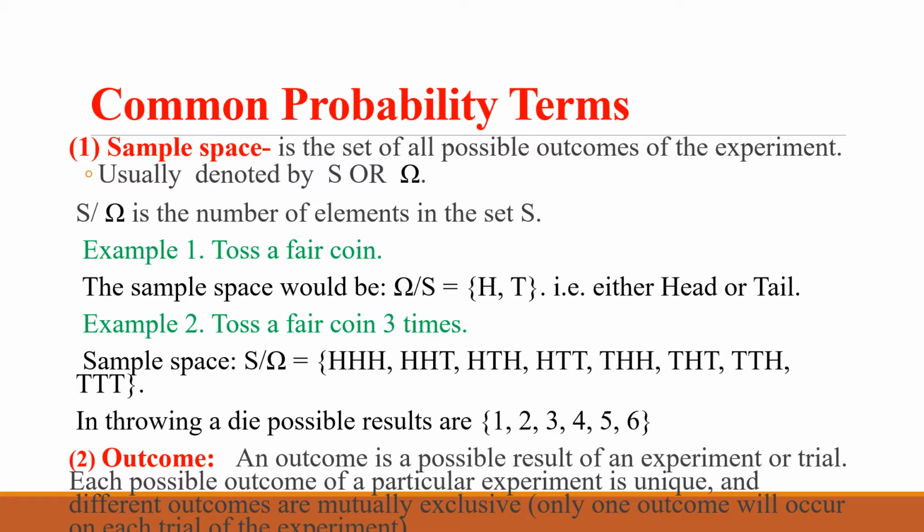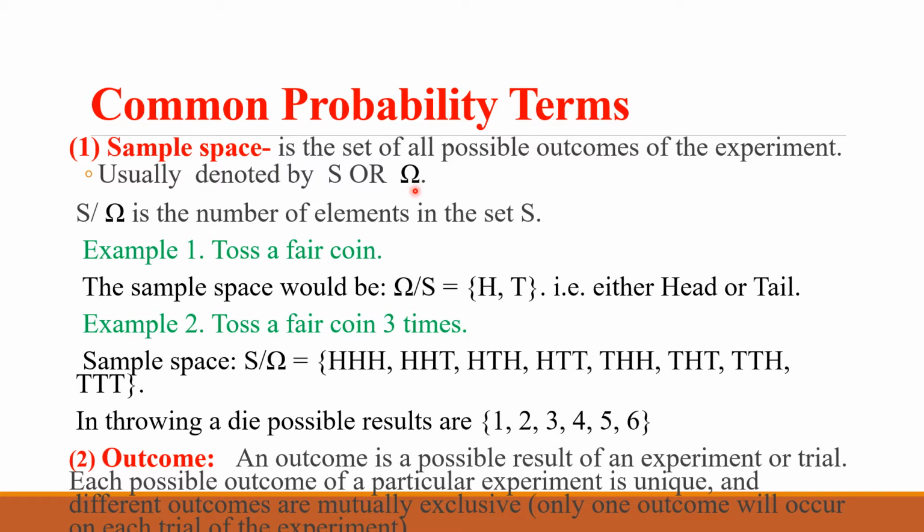Now, today's lesson is about common probability terms. What are these common terms often used in probability theory? The first one that we want to look at is called the sample space. A sample space is basically a set of all possible outcomes of an experiment or a trial. Usually a sample space is denoted by S or this sign you're seeing here, omega.